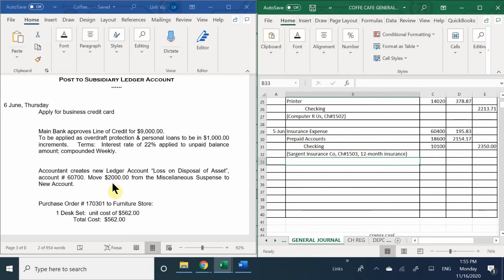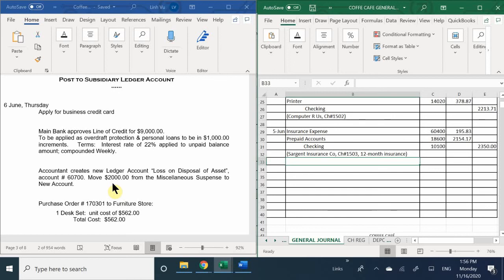So how do you move from one account to another? With a debit or a credit? So which account are we going to debit and which account are we going to credit? We're going to debit the miscellaneous suspense and credit the loss on disposal. Right now, the loss on disposal balance is 0. Miscellaneous is currently at 2,000. We're moving from miscellaneous into the new account.